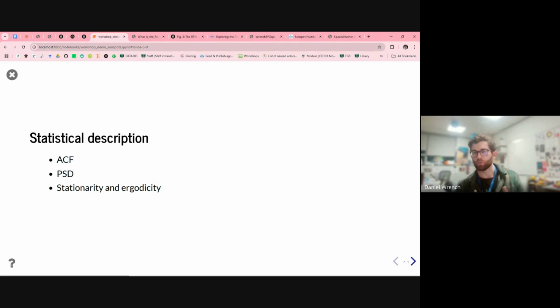But ideally we'd want to quantify things a bit more, right? So two of the key statistics that we use here are the autocorrelation function and power spectral density, and then we'll come to these two assumptions of stationarity and ergodicity.